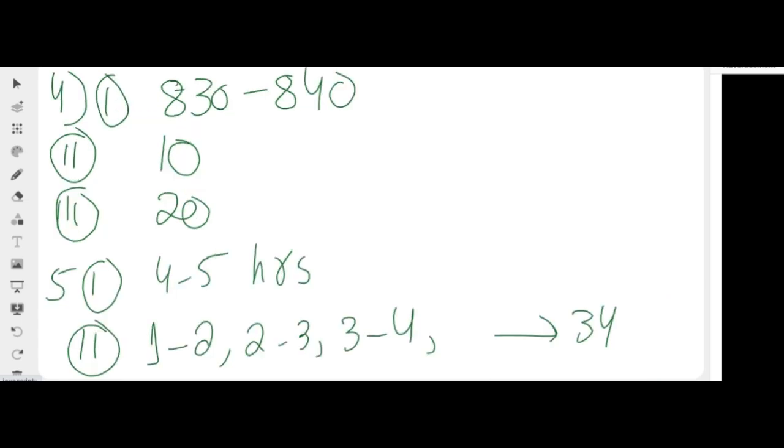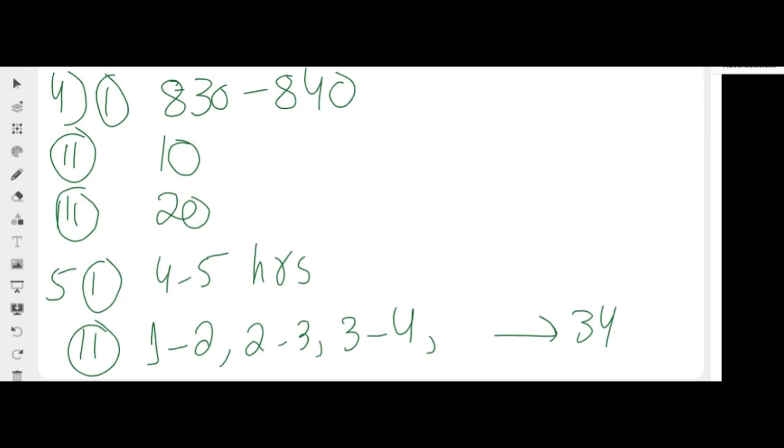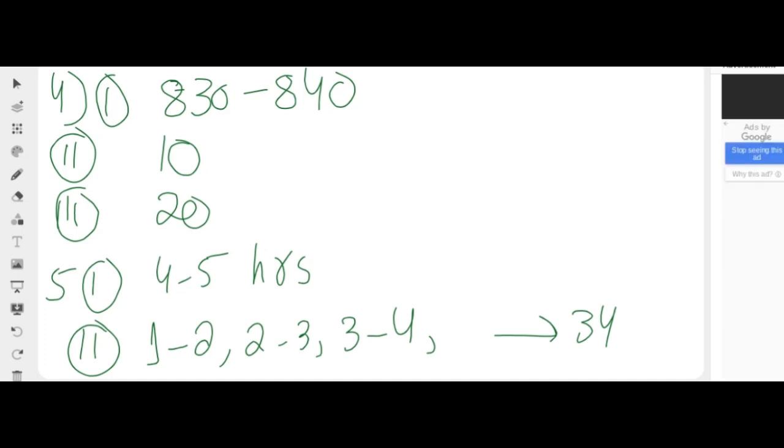Question number 4 is related to question 3. I will read the question and you have to tell me the answer. Question number 4. Draw a histogram for the frequency from the previous table. Which group has the maximum number of workers? Tell me the answer. 830 to 840. Yes, 830 to 840 is the group which has the maximum number of workers.